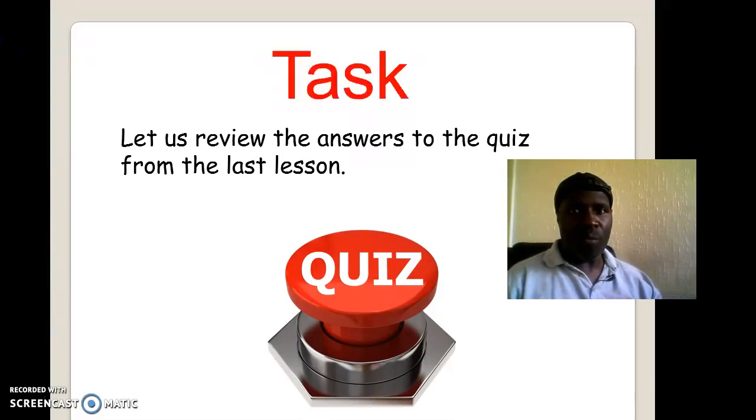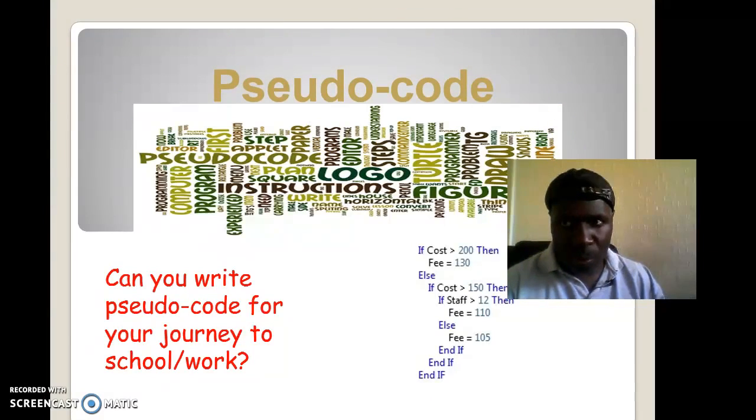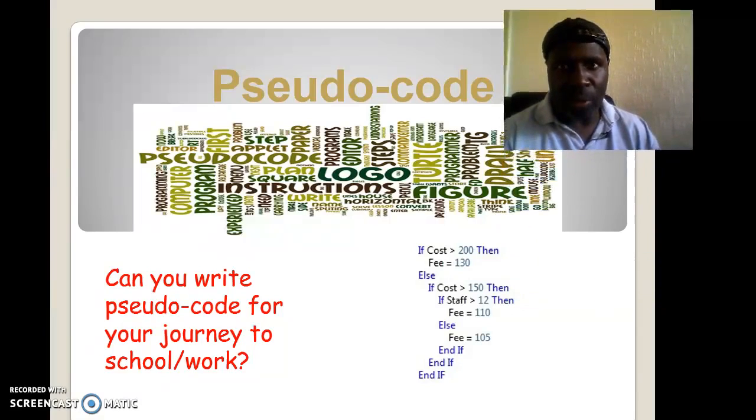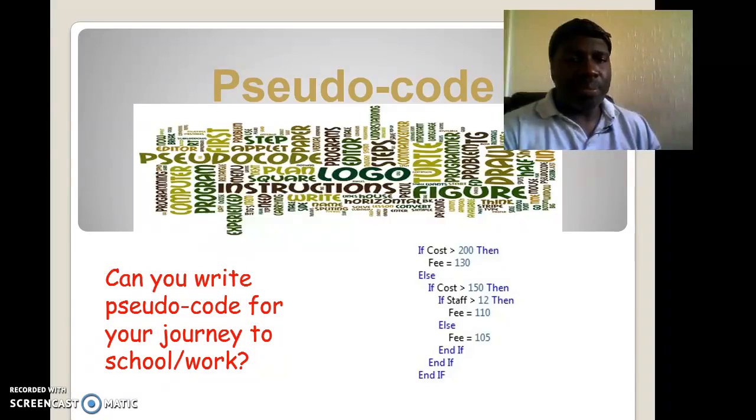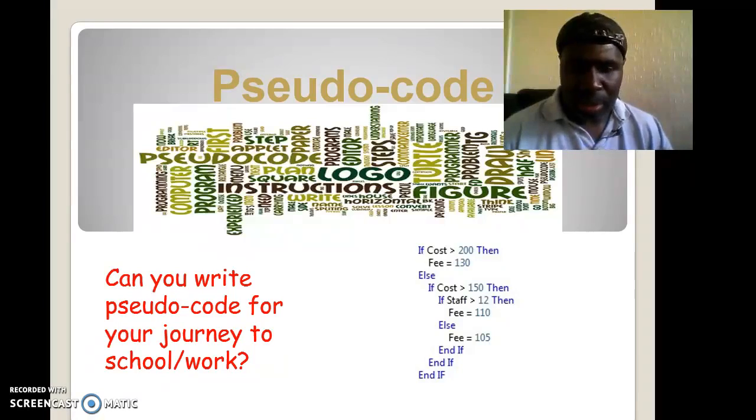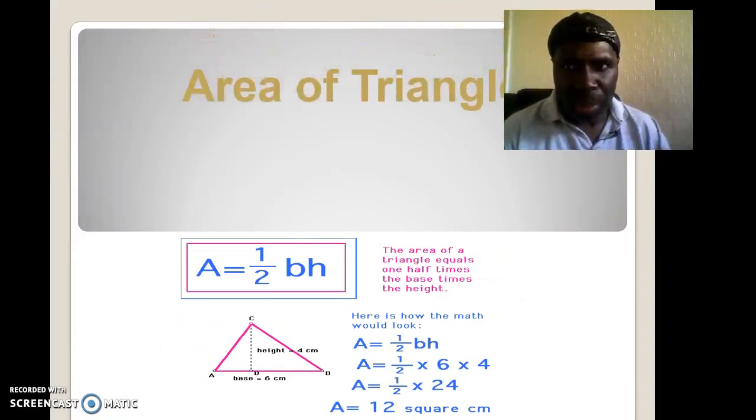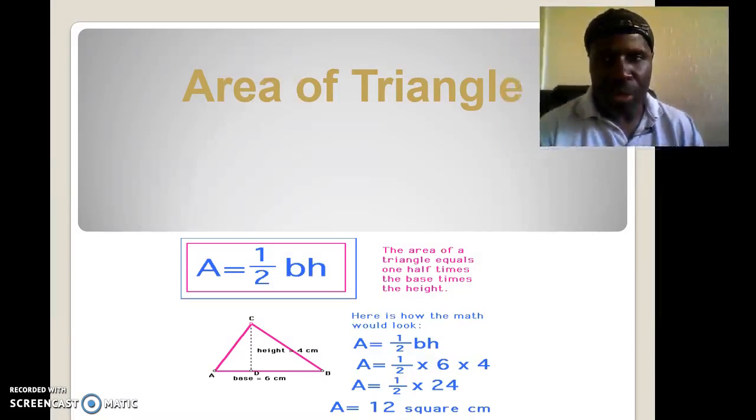So we've reviewed the answers to the quiz from the last lesson, and now we're going to have a look at what we're doing in this screencast. So we're looking at pseudocode, and the question is, can you write pseudocode for your journey to school or work? Just have a think about that one. Let's move on. Okay, so we're talking about writing pseudocode. What I'm going to do is go through writing pseudocode for finding the area of a number of simple shapes. So we're starting with a triangle.